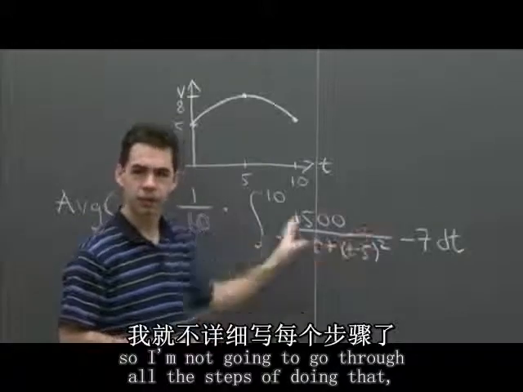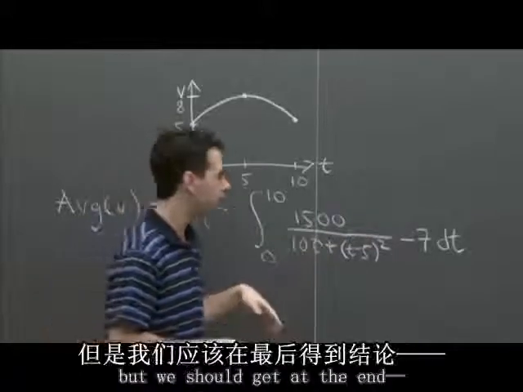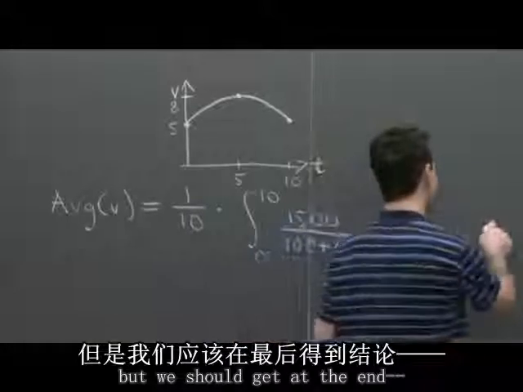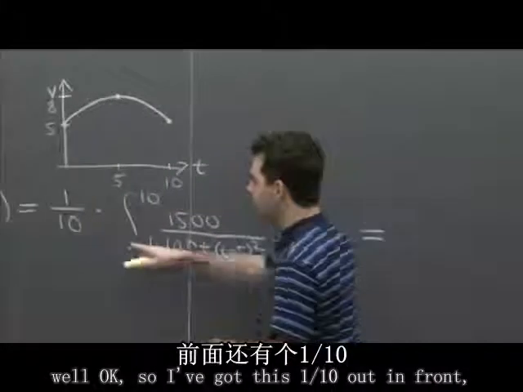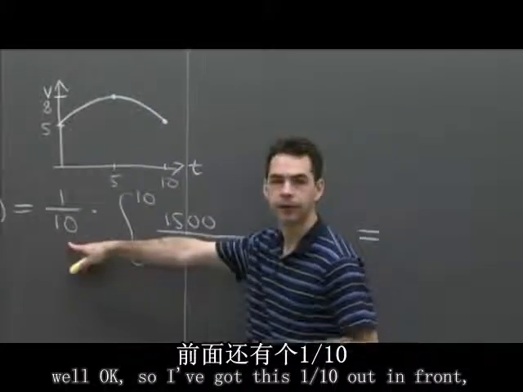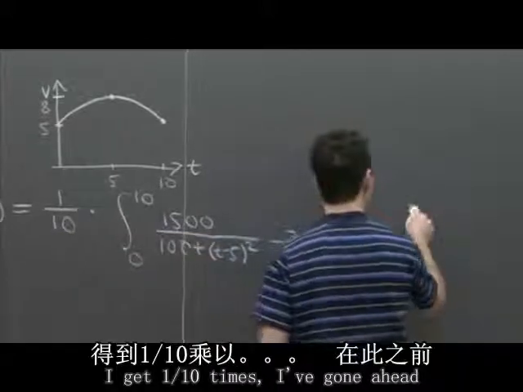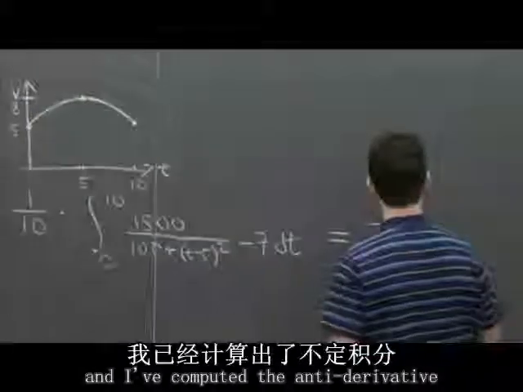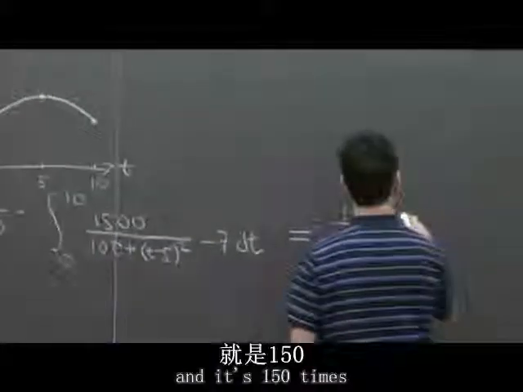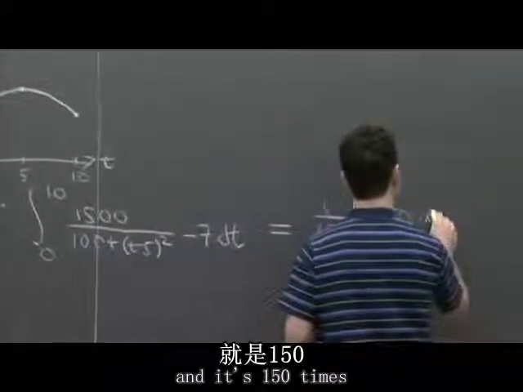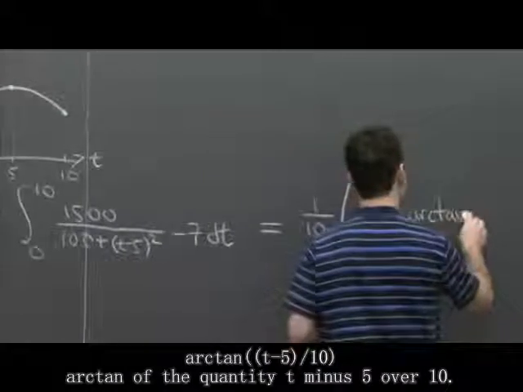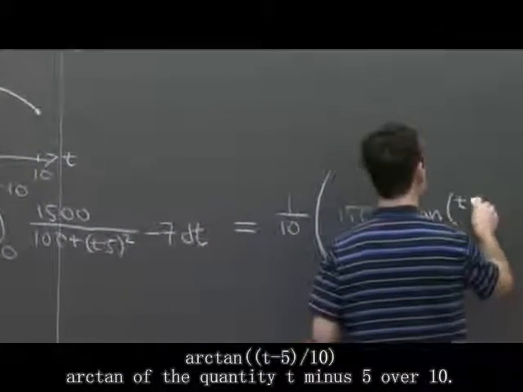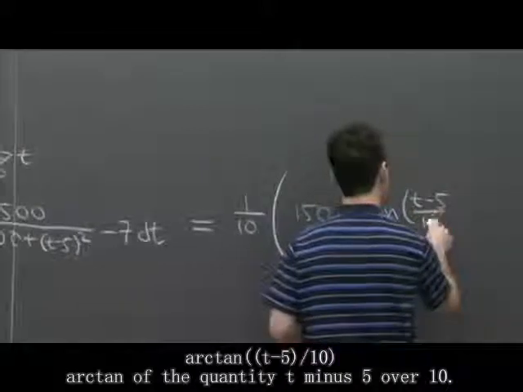So I'm not going to go through all the steps of doing that. But what you should get at the end, well, OK, I've got this 1/10 out in front, so I have to not forget about that. So I get 1/10 times... I've gone ahead and computed the antiderivative, and it's 150 times arctan of the quantity t minus 5 over 10.